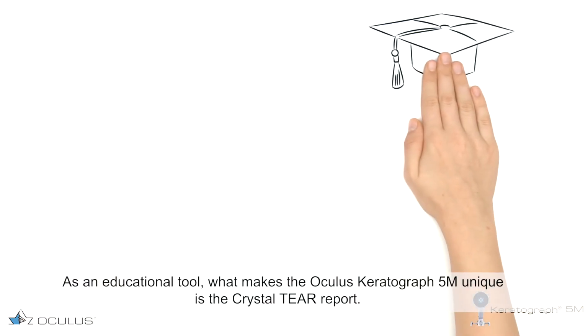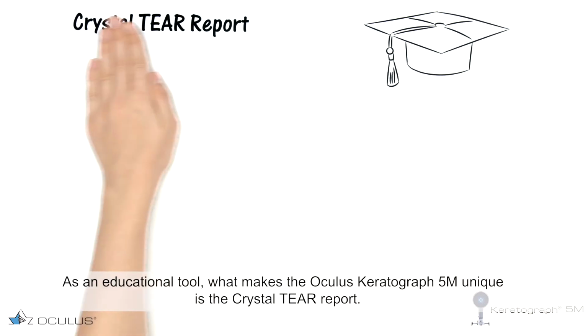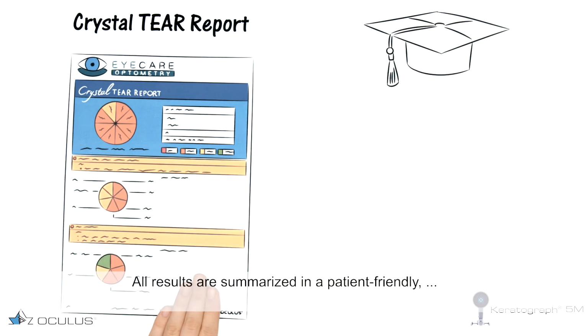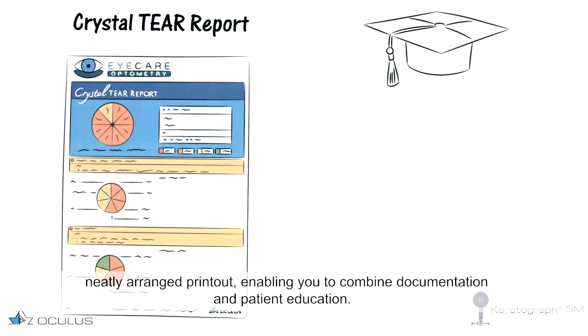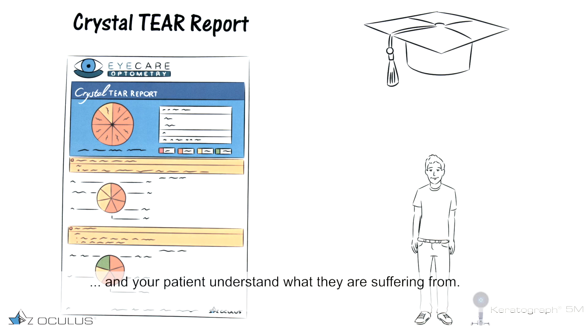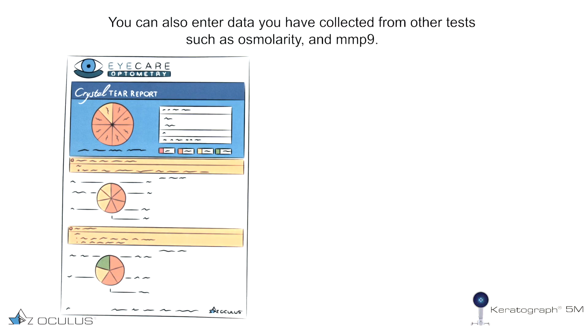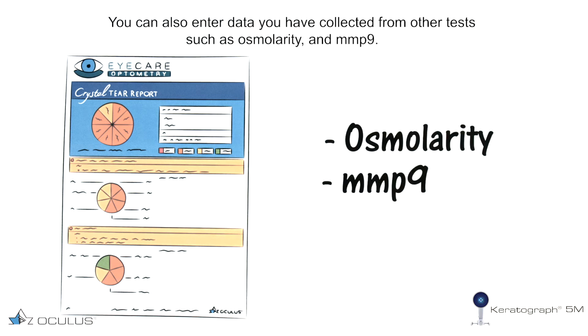As an education tool, what makes the Oculus Keratograph 5M unique is the Crystal Tear Report. All results are summarized in a patient-friendly, neatly arranged printout, enabling you to combine documentation and patient education. It includes visual aids to help you explain and your patient understand what they are suffering from. You can also enter data you have collected from other assets, such as osmolarity and MMP9.